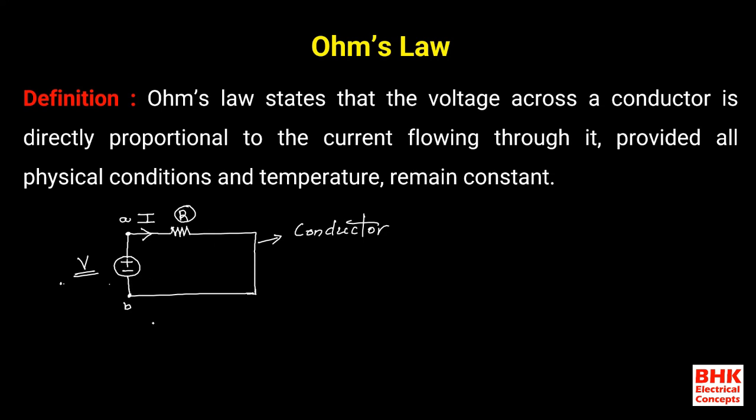That is the reason why the voltage across the conductor is directly proportional to the current flowing through it. For example, current is flowing like this, from this point to this point. It means the source for this current is always V. That is the reason why the voltage across any conductor is directly proportional to the current flowing through it. So because of that definition, we write V is directly proportional to I.